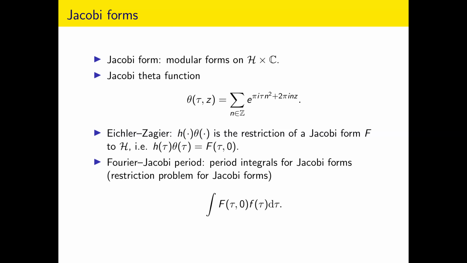Now, a different way to write the Fourier-Jacobi period is the following. That is, we restrict a Jacobi form to the upper half plane and integrate that against a modular form. In other words, we are looking at the period integrals of Jacobi forms, or in terms of the representation theoretic language, it's the restriction problems for Jacobi forms. So those are two ways of looking at the Fourier-Jacobi period. And hopefully this is going to provide us some insight later.